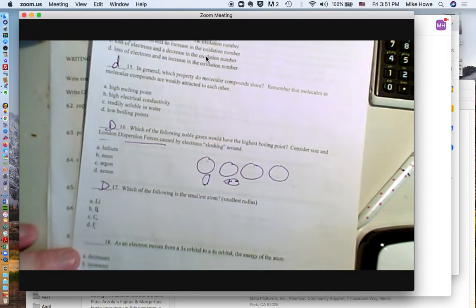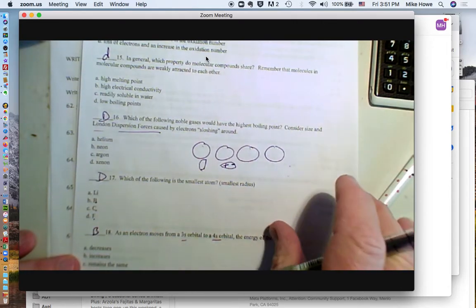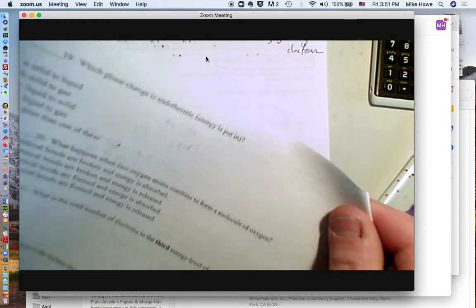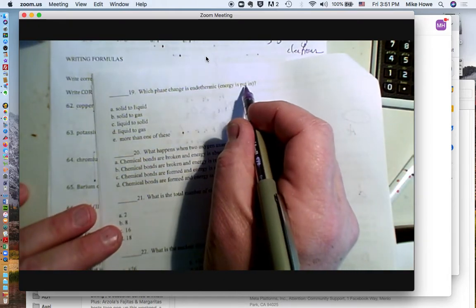And as an electron moves from a 3s to a 4s, 4s is higher energy than 3s, so the energy has to increase. Okay, energy put in, endothermic.